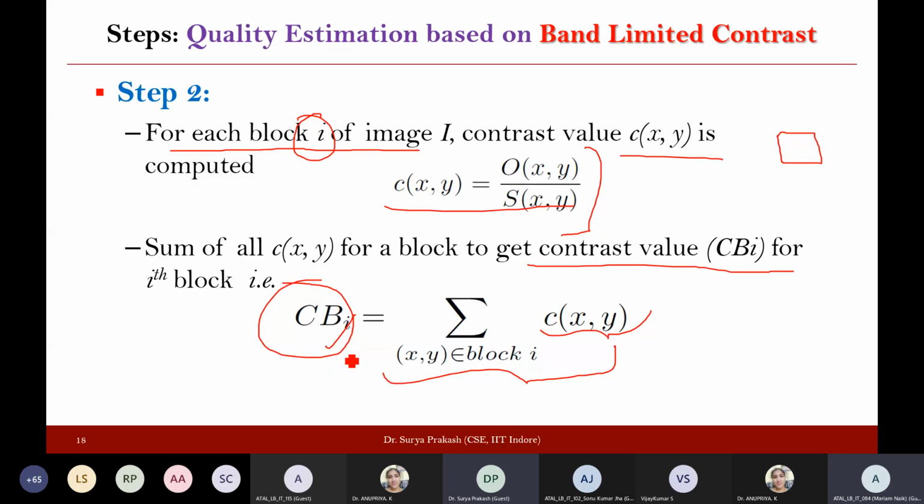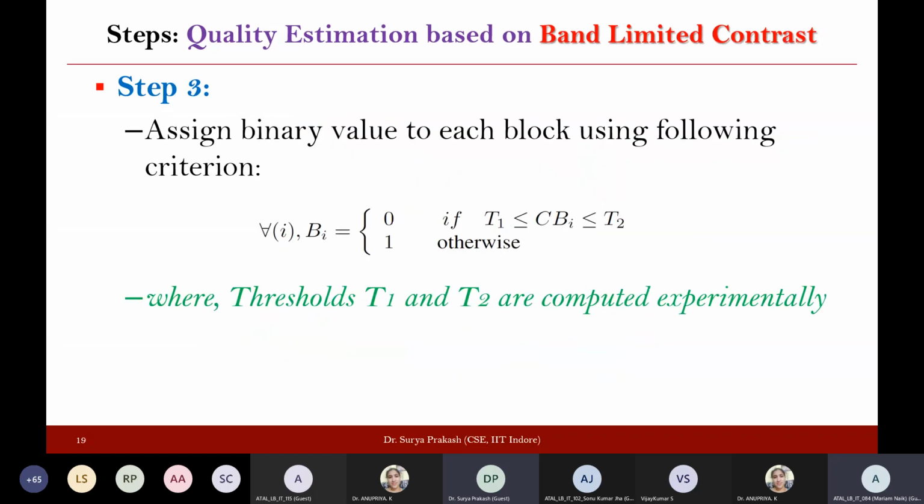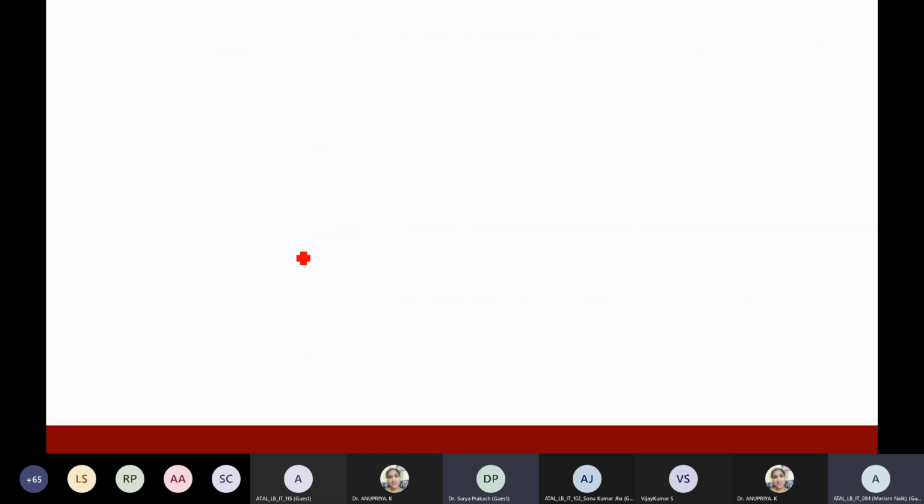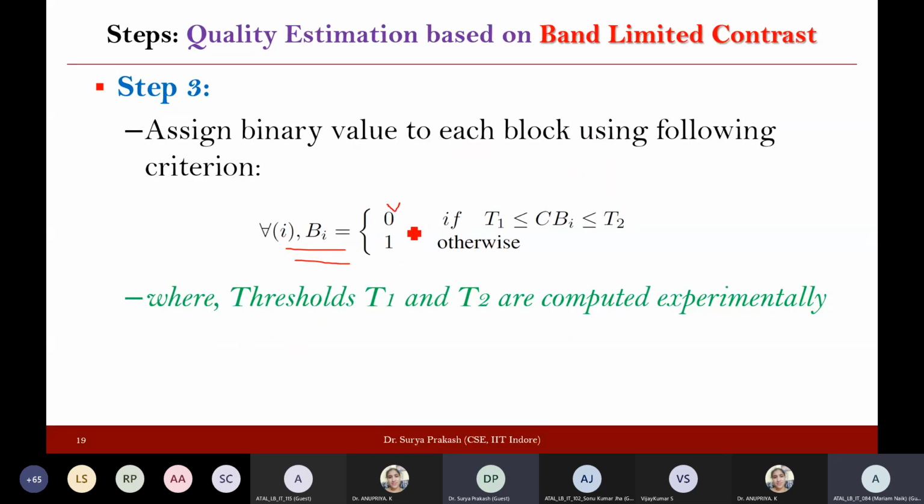Whatever contrast we have obtained for a particular patch, whether it is good or bad, we assign every block a binary value, 0 or 1, where 0 says that the contrast is good and 1 says that the contrast is not good. There are two thresholds which are experimentally decided. If the CBI, the contrast of a block, lies between T1 and T2, we say it is a good contrast and assign binary value 0. If it is less than T1 or more than T2, which means it is either too low or too high, then we assign the value 1.